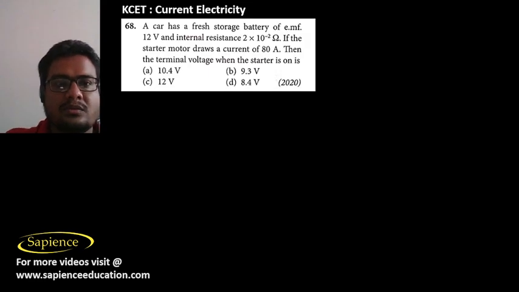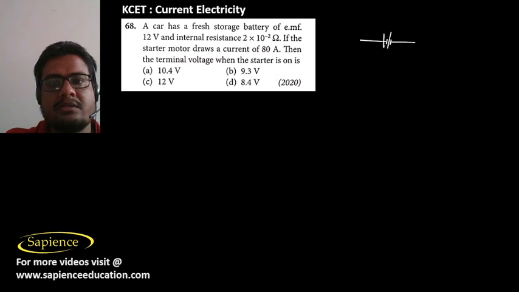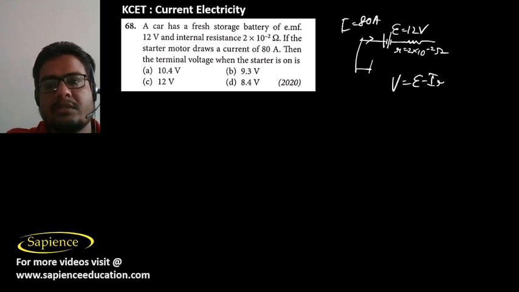Then question number 68: a car has a battery of EMF 12 volt and an internal resistance of 2 into 10 power minus 2 ohm. If the starter motor draws a current of 80 amperes, then the terminal voltage when the starter is on will be V equals E minus IR, that is 12 volt minus 80 ampere into 2 into 10 power minus 2.